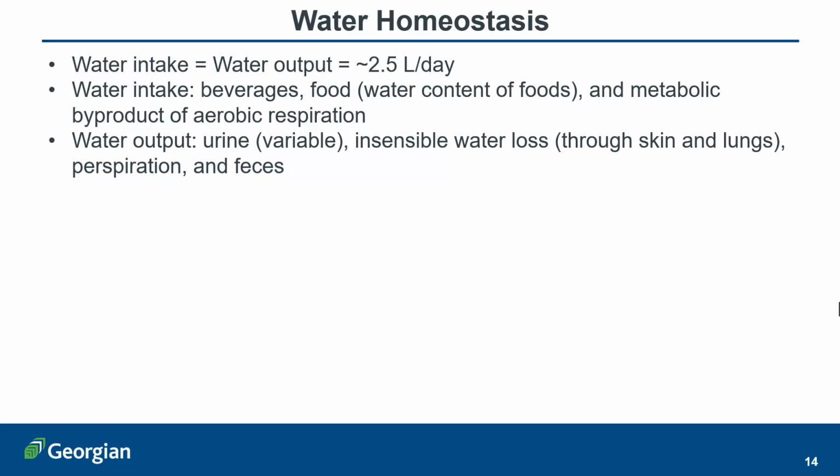When you exercise, you're going to perspire, and obviously you're going to lose more water that way in order to cool down the body, and we lose a certain amount of water in our feces. The rest of it is urine output, which is the variable part. The other parts are not very adjustable. They are more or less fixed. It's only the urine output that is variable depending upon our overall water homeostasis or balance.